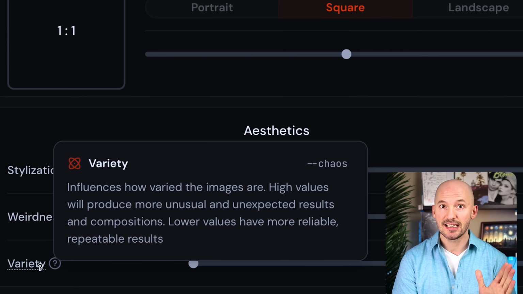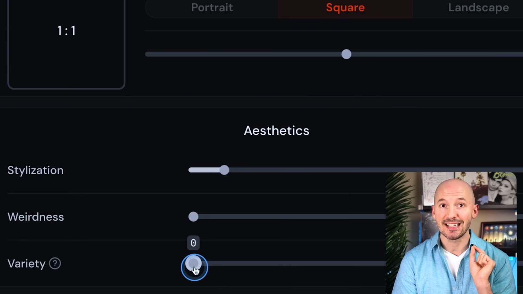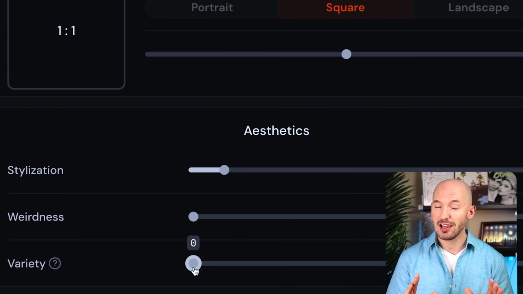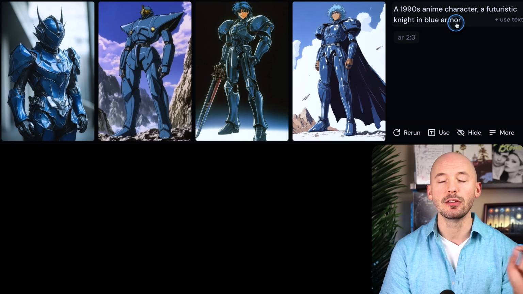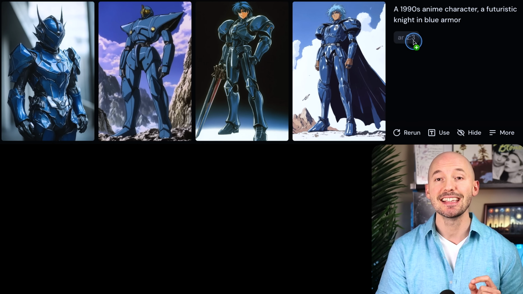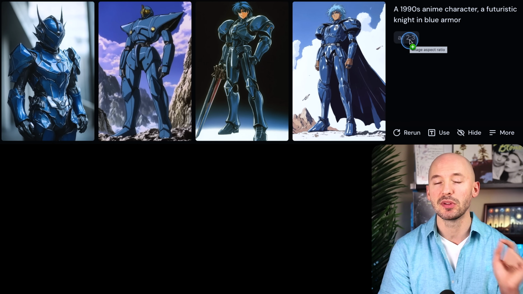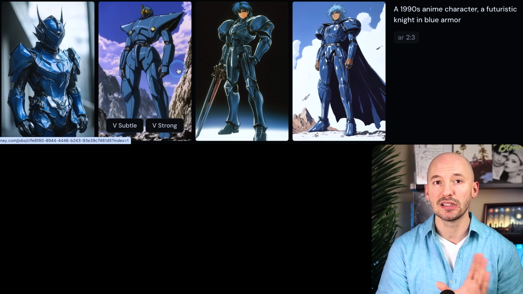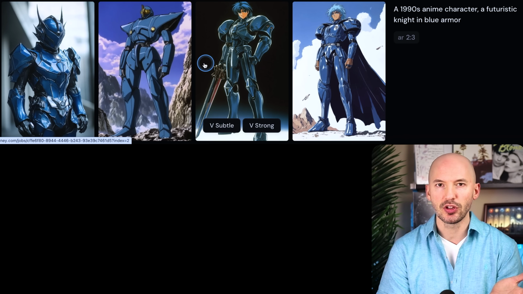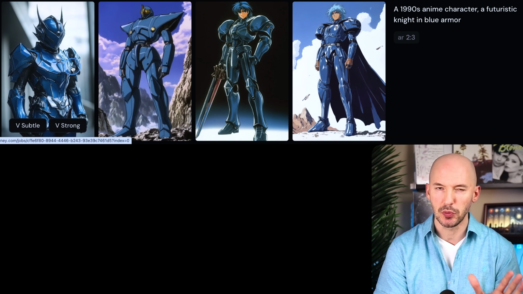And that's an important distinction because the default value is 0. The Midjourney team knows that the chaos value is a little too powerful to be left on its own, but it is something you should be exploring. So if we prompted for a 1990s anime character, a futuristic knight in blue armor, this is using an aspect ratio of 2:3 with chaos 0. And this is what we might get. Sure, there is a bit of variety already within the grid, but they all do kind of look similar, at least these three do, with this one being an outlier.